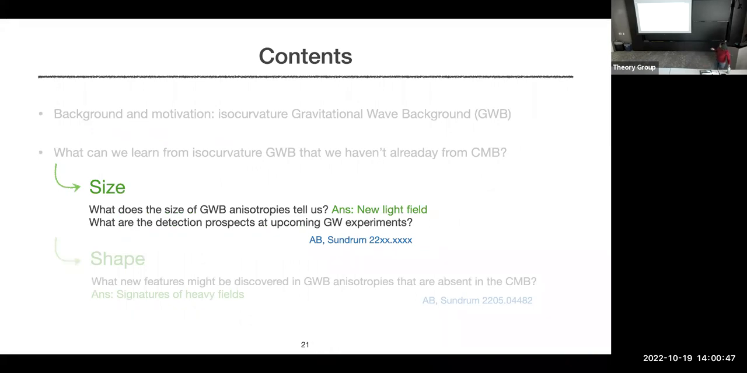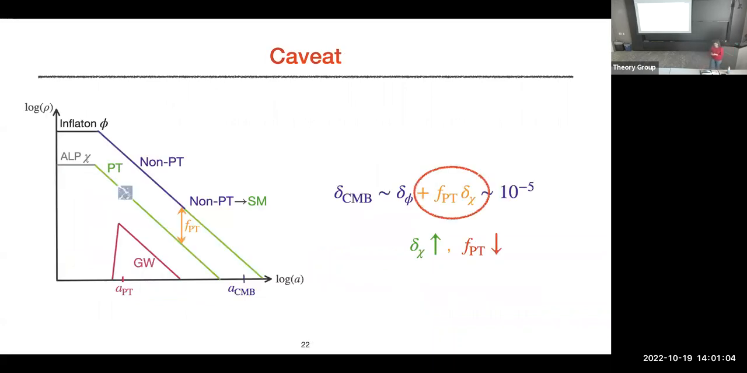So coming back to our contents, we did address what is the interesting size of the gravitational wave background, and we know that will tell us about light fields. But then we also have to consider what the constraints on it are from the isocurvature, etc., and what the detection prospects are in the upcoming gravitational wave experiments. And as was correctly pointed out, if I have isocurvature, especially large isocurvature, I need to make sure that it doesn't show up in the CMB.